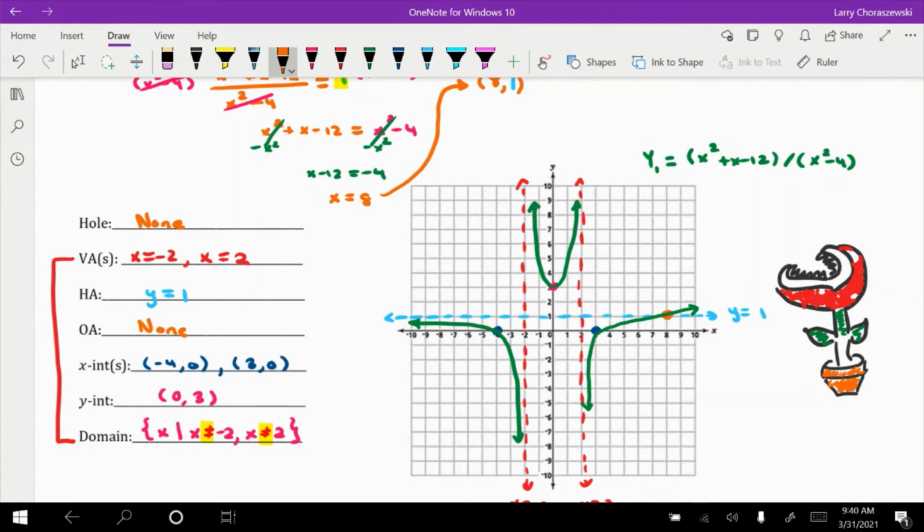All right, folks, you guys have any questions about this example? I know it's kind of a long one, but man, we threw a lot of math at it.